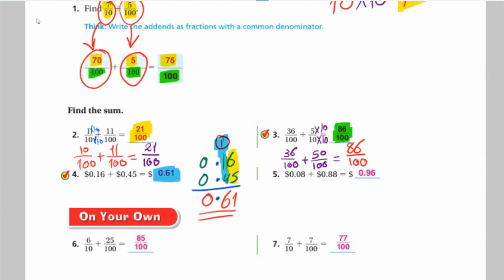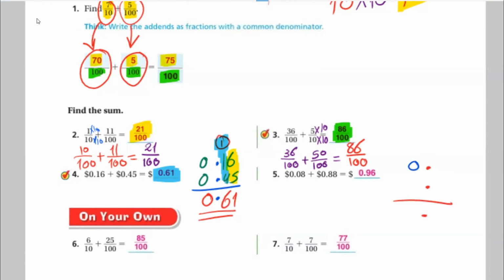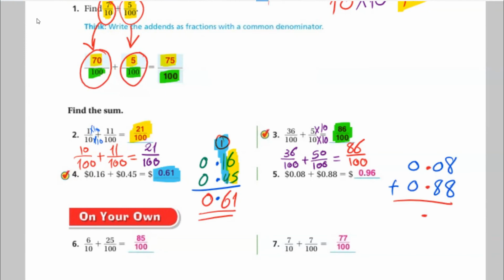First thing we will put the dot. Great. Then we will put the 0 numbers and add. And we will do plus. 8 plus 8 equals 16. 6 and carry 1. And 1 plus 8 equals 9. And put the 0. Okay, that's our answer.